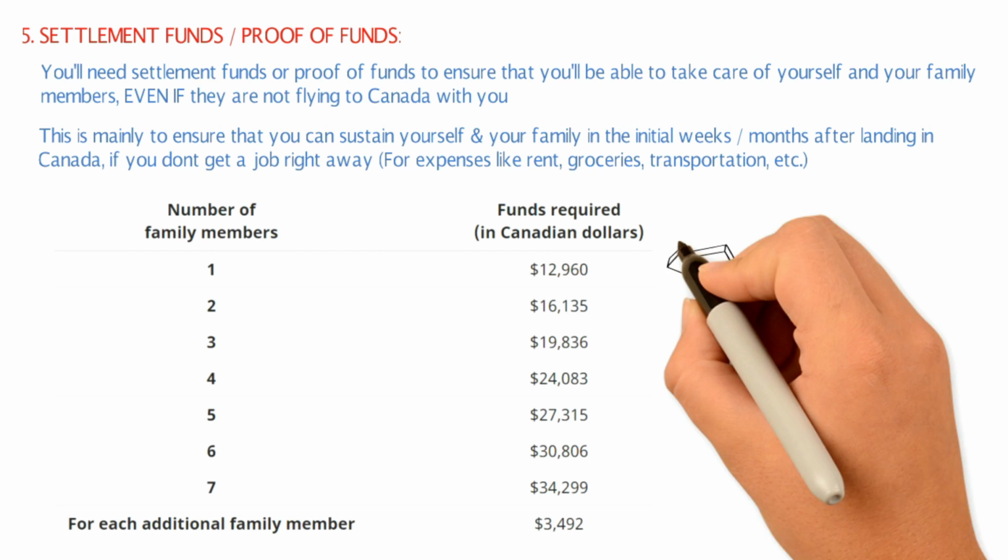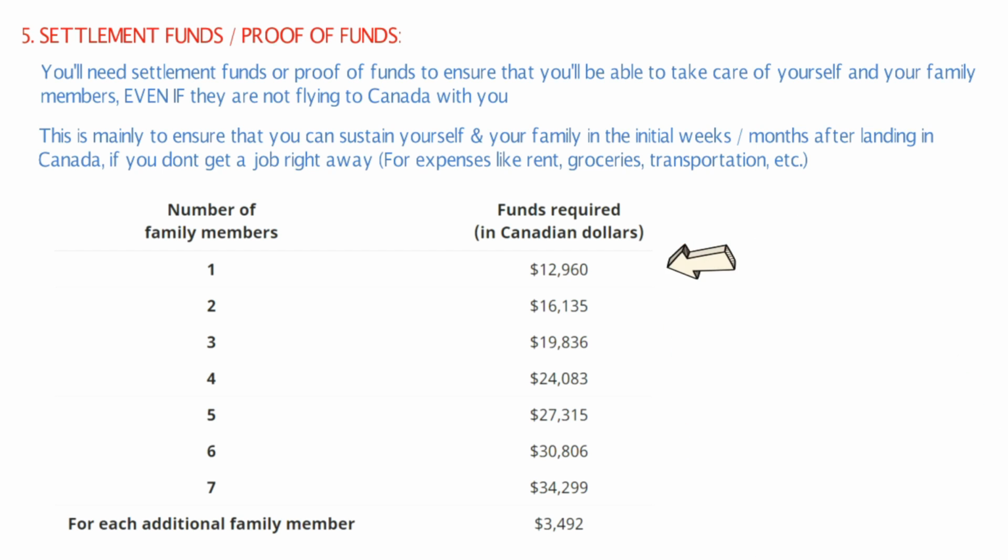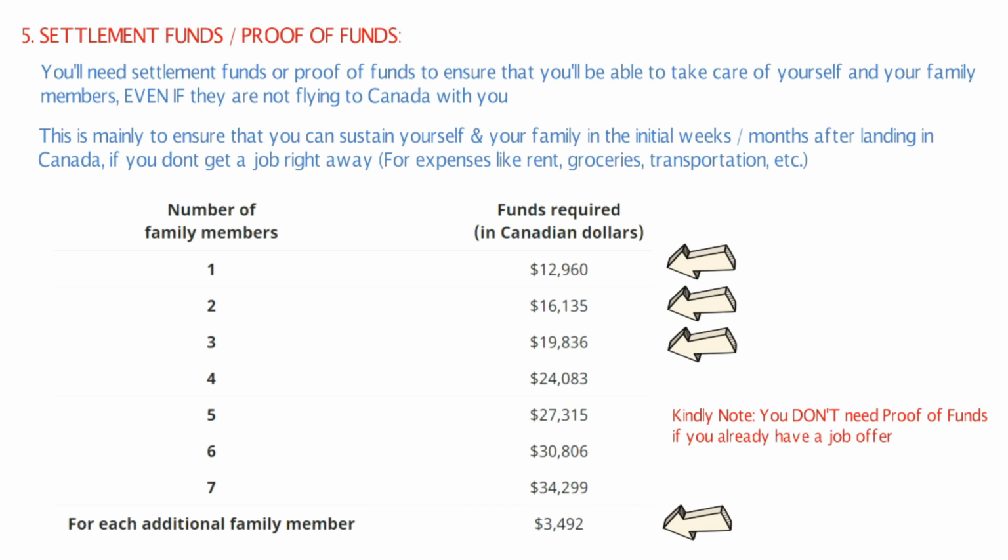As you can see, about 13,000 Canadian dollars if you're applying alone, around 16,000 Canadian dollars if you're applying with your spouse, around 20,000 Canadian dollars if you're applying with a spouse and one child, and around 3,500 Canadian dollars for every additional family member. Kindly note that you don't need these proof of funds if you already have a job offer in hand.